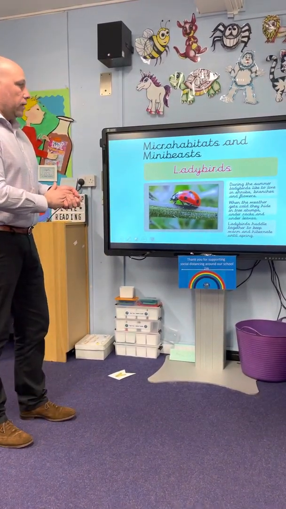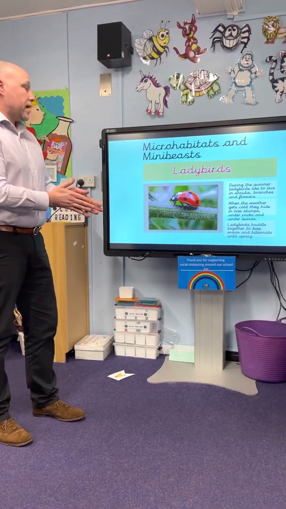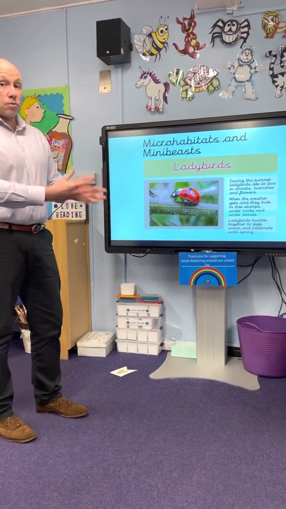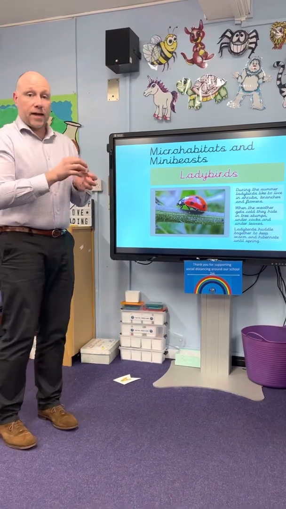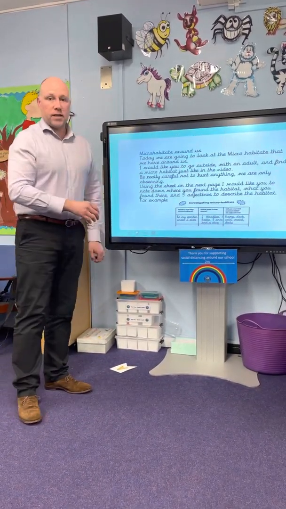Ladybirds. They like to live in shrubs and on branches and on flowers. And when the weather gets cold, they hide in tree stumps, under rocks and under leaves. That's why you don't see them in the winter. They huddle together to keep warm and they hibernate till spring. It's not very often that you'll see them do it, but when you do, it's amazing.